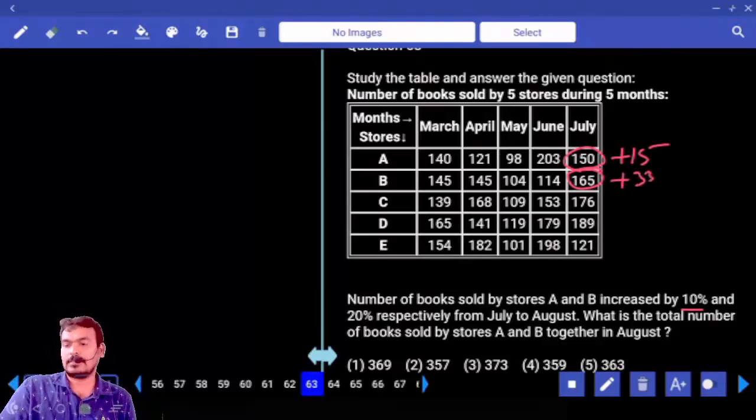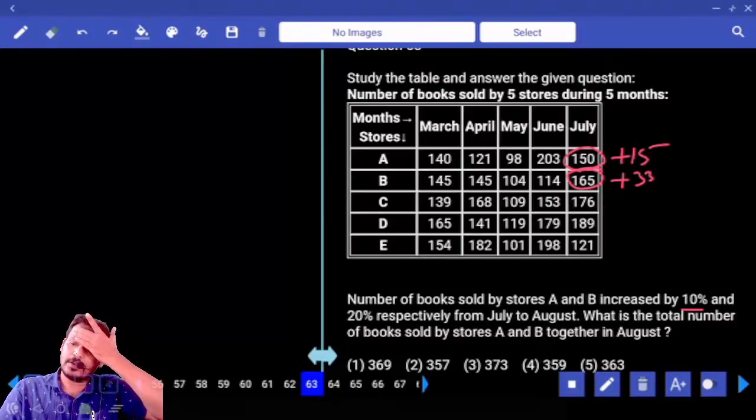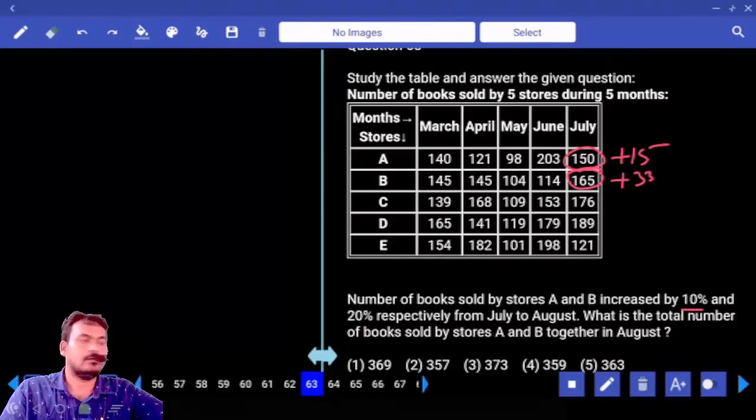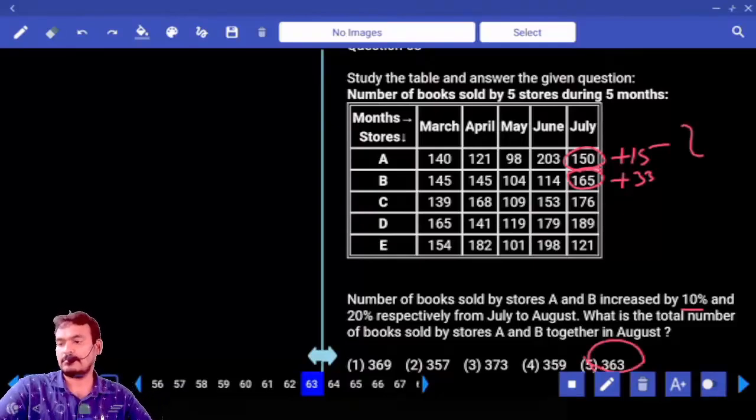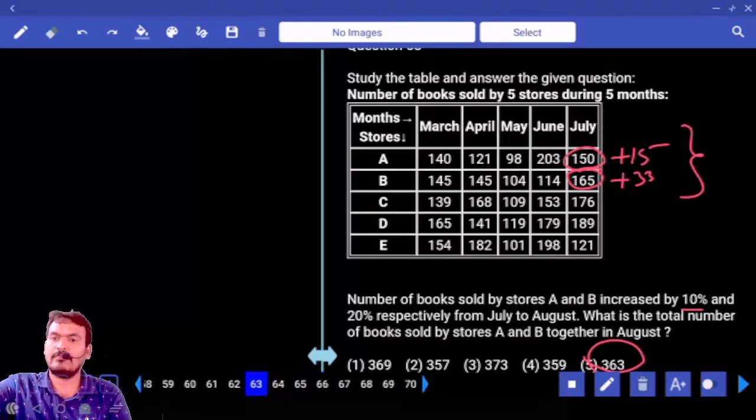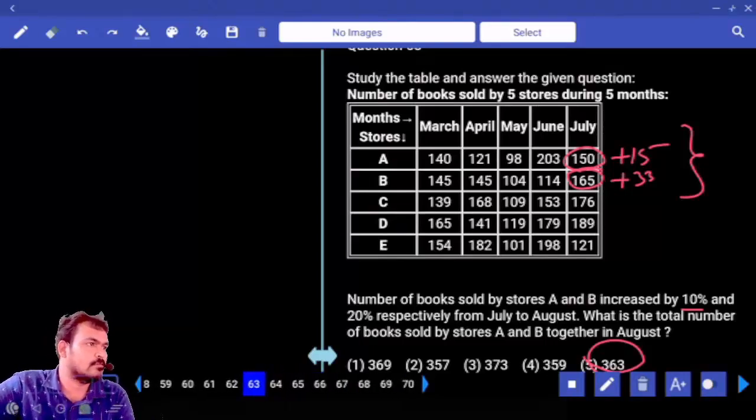Okay. First, 150 plus 165. 150 plus 165, 315 plus 15, 330 plus 33, 363. We required the sum of all the 4 values, or not?